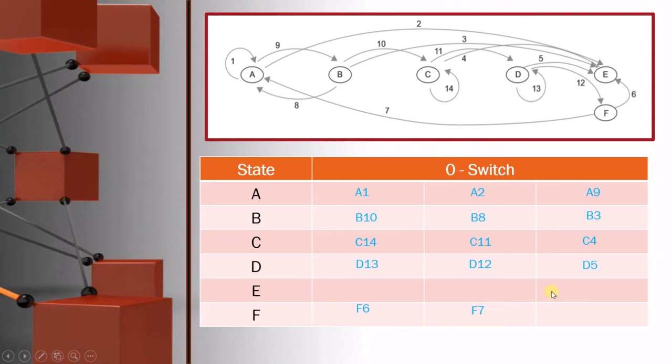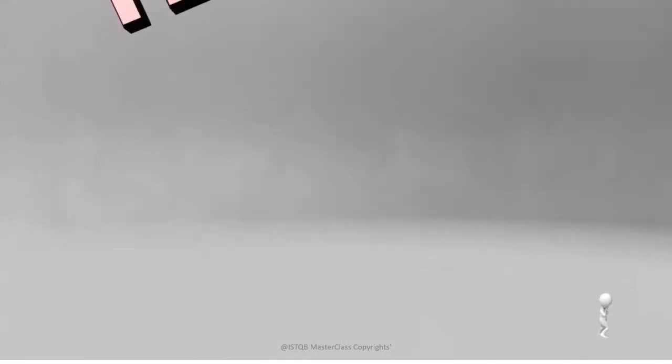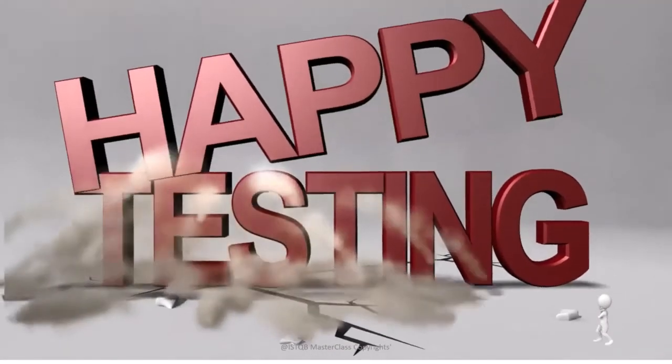So how many test cases do you have to write? You have to count how many zero switches you found. 3, 3, 3, 3, 0, 2 gives a total of 14. So you have to write a total of 14 test cases in order to achieve 100% zero switch coverage. This is what I am saying. 14 test cases are required to cover 100% zero switch coverage. And with this, I am ending this lecture, and I will see you with one switch in the next one. Until then, happy testing.